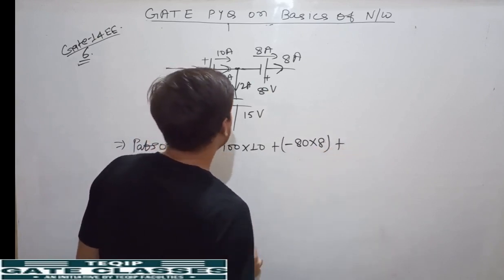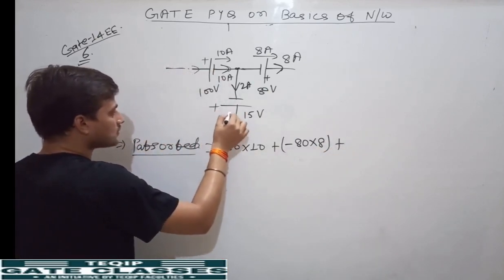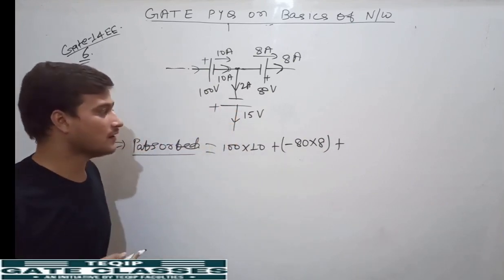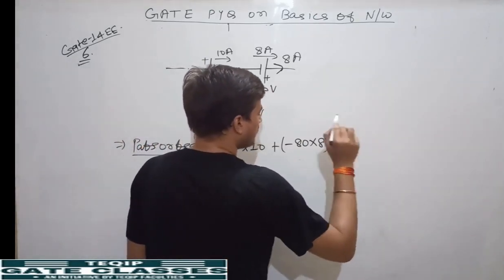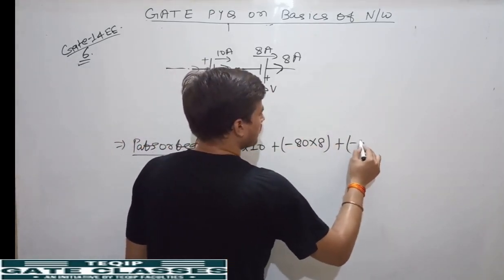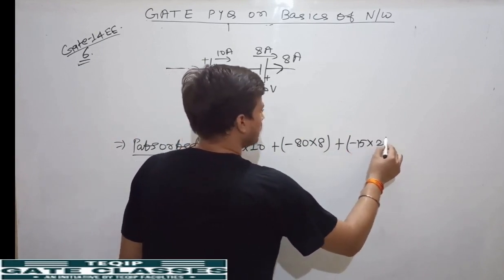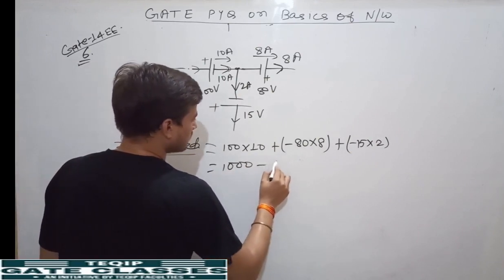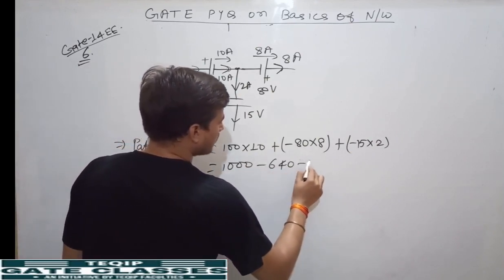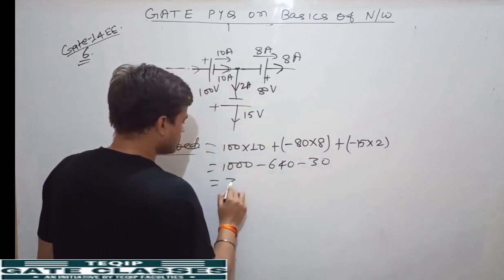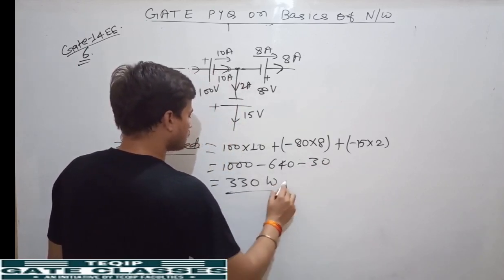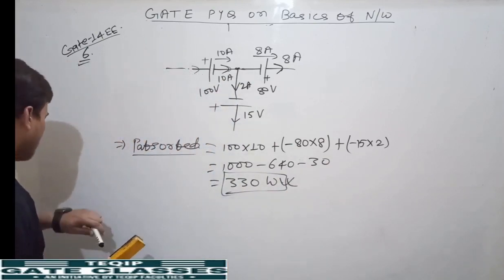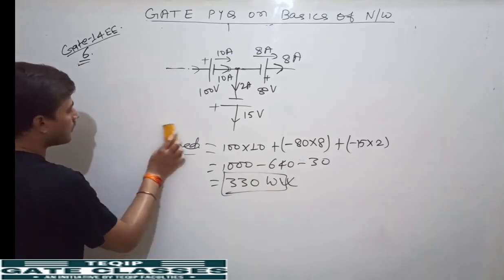Plus, third case, you see current is coming out from the positive terminal. That means power is being delivered by this battery. So here again it will be minus 15 into 2. That means 1000 minus 640 minus 30, that means 330 watt. So power absorbed is equal to 330 watt. Clear?